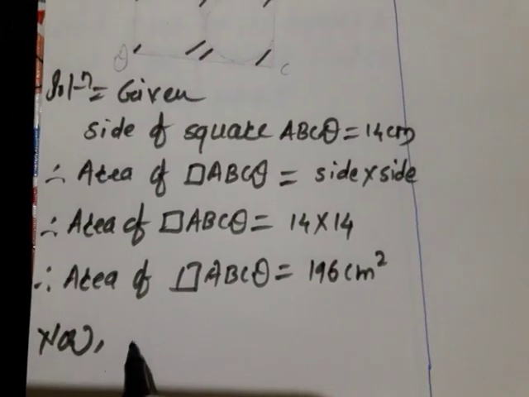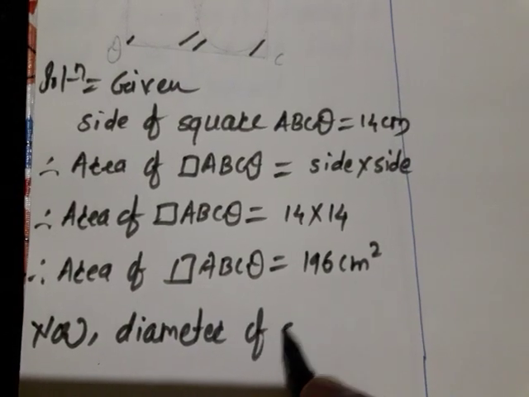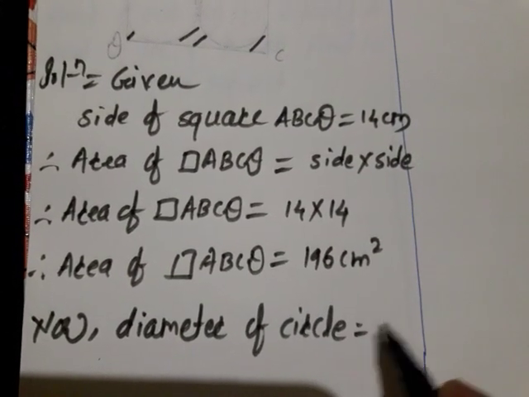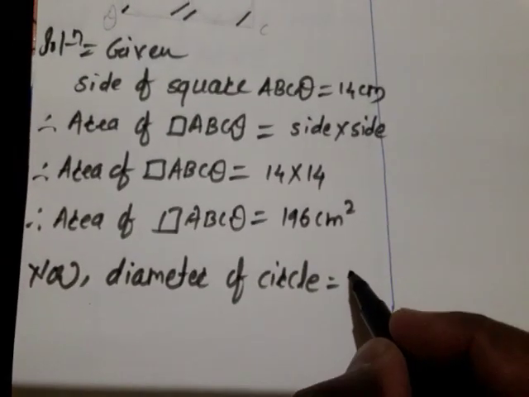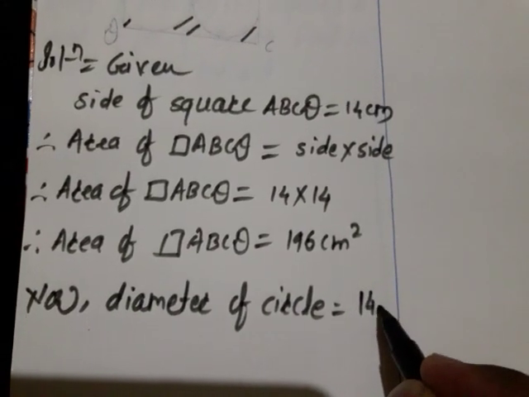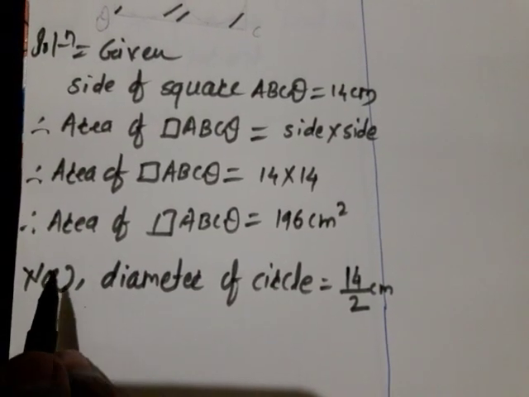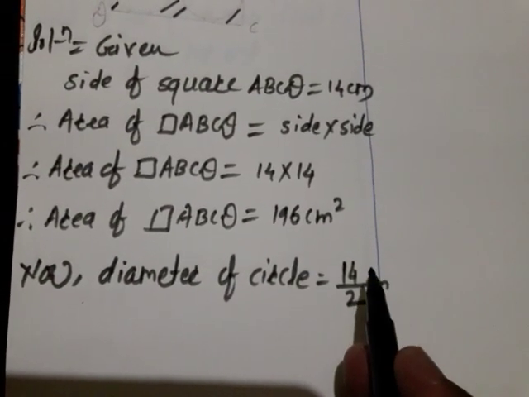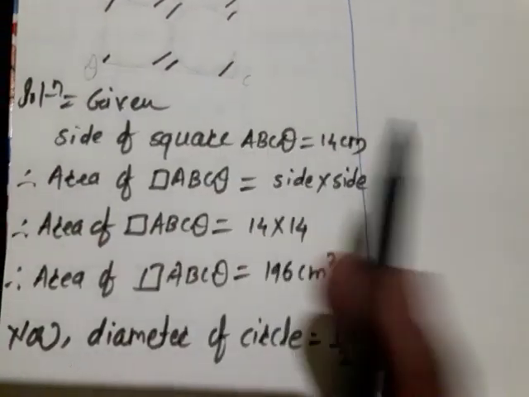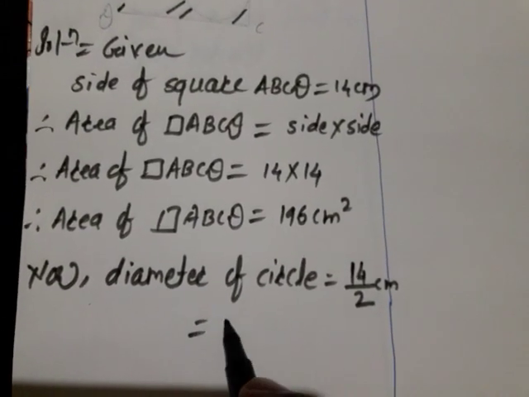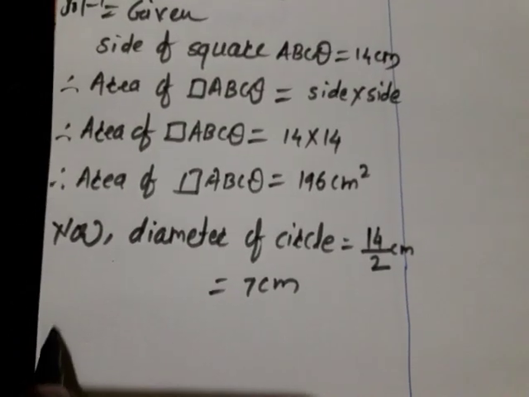Now listen here to what I said, that I will show you. Diameter of circle is equal to, what is the diameter of the circle? Means what I said, side of the square, that is 14 divided by 2 centimeter. Do you understand what I said? Diameter of one circle, okay, what will happen? Half of the side of the square, that is equal to what we will get? 7 centimeter. Means diameter of circle is equal to 7 centimeter.